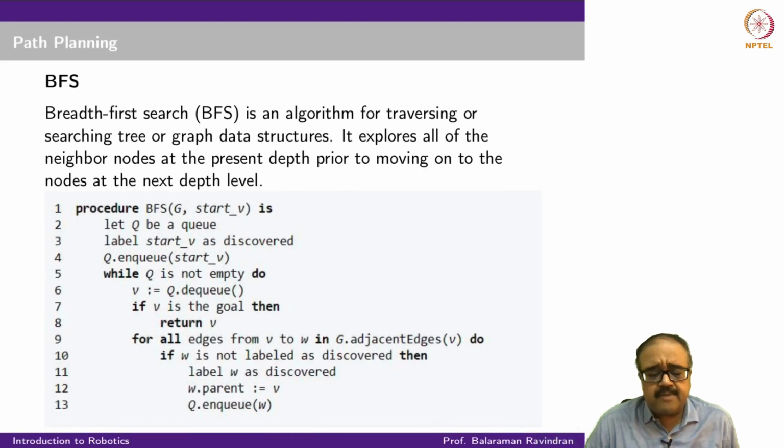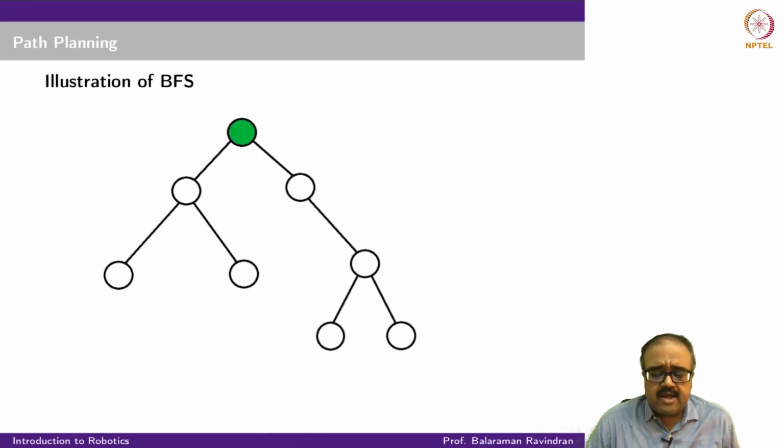So let's look at pictorially how this is going to look. So here is my graph. You can think of this as a map in which each cell has 1, 2 or 3 neighbors, right? I'm starting from the cell marked green. That is my start node.